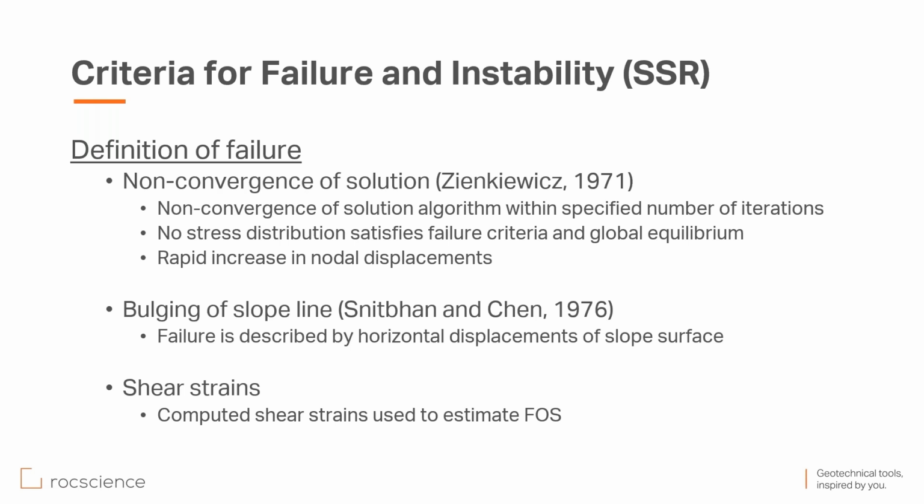If this solution algorithm does not converge within that certain number of iterations, that is called failure. And when that happens, there is no stress distribution in the domain that can satisfy the failure criteria in the domain and also hold the global equilibrium. And again, when that happens, you will have a rapid increase in nodal displacement in the domain.